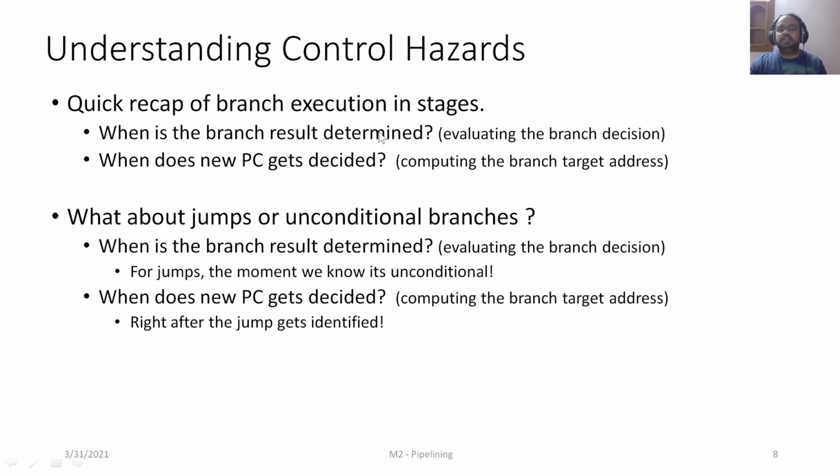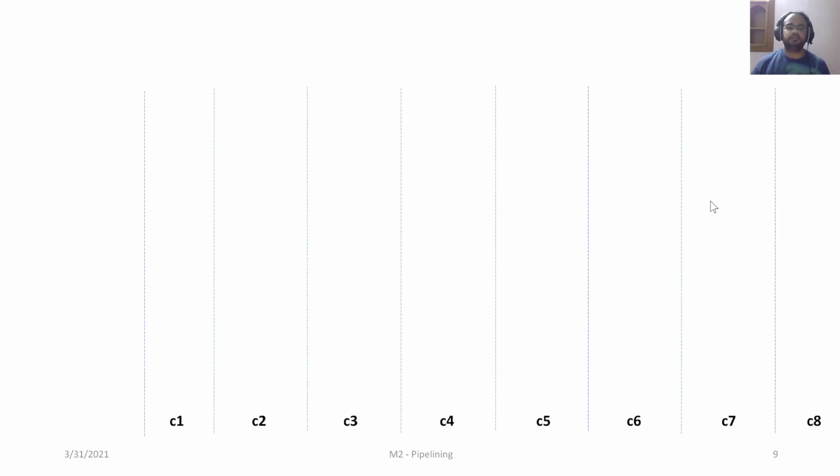So for branch, the result potentially is determined in the execute stage, and the new PC can be calculated in the very next stage itself by the IAG. Now, when it comes to the jump, the branch outcome, because it's a jump instruction, is known the moment we know that it's a jump, basically in the decode stage. And when we know that it's a jump instruction, we can calculate probably in the very next stage the next PC. Okay, with these things in mind, let's look at the pipeline execution of control instructions with some examples.